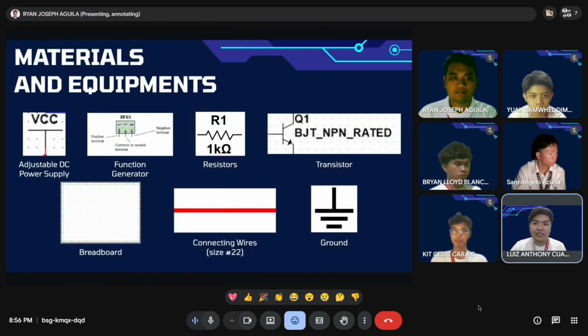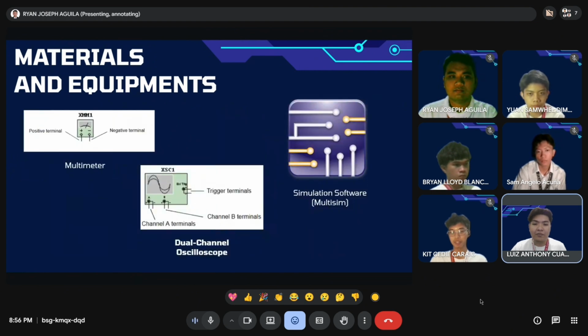For the materials and equipment used in this laboratory experiment, the first one is the adjustable DC power supply, the function generator, resistors, transistor, breadboard, connecting wires in size number 22, the ground, next slide, the multimeter, a dual channel oscilloscope, and the simulation software, which is Multisim.